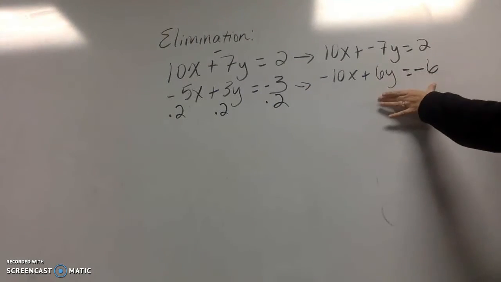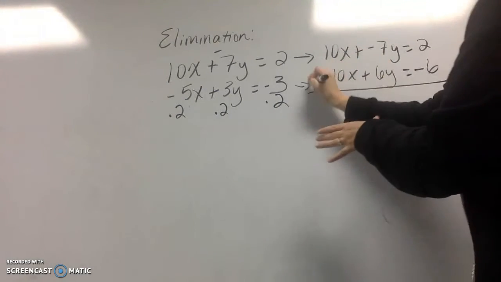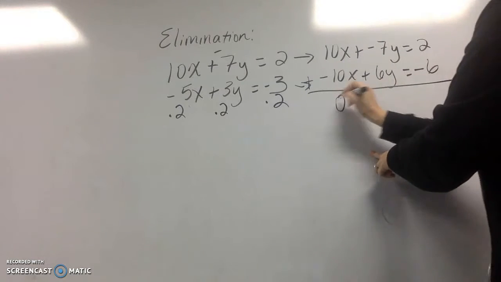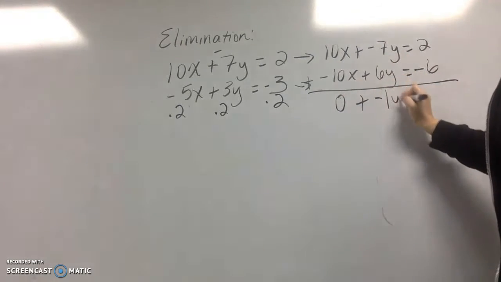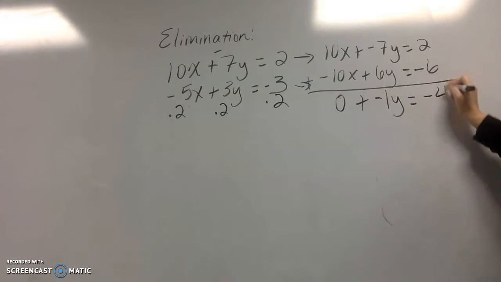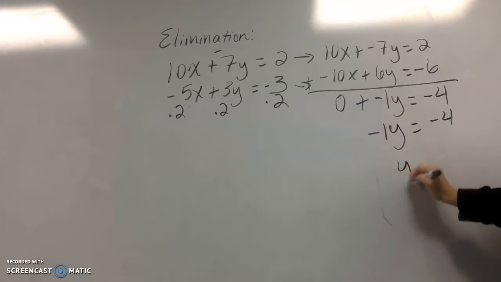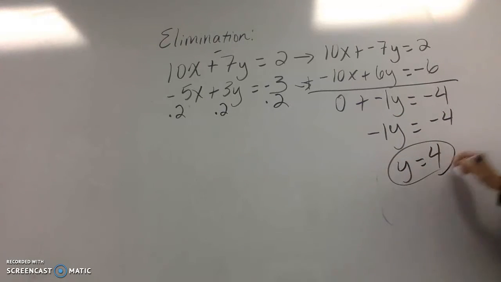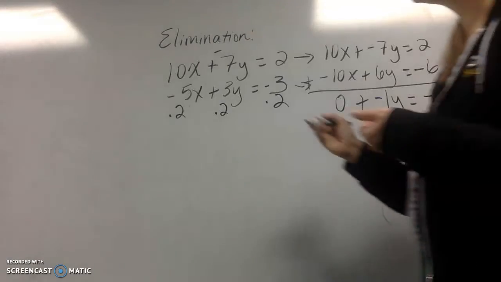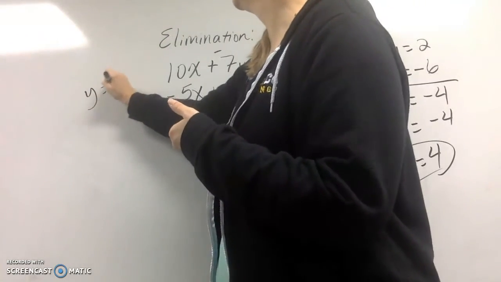So this is now my system that I'm going to go ahead and add together. Okay, so that equals 0. This is negative 1y, and that is negative 4. So I have negative 1y equals negative 4. So y equals positive 4, if I divide by negative 1. So I have that y equals 4.